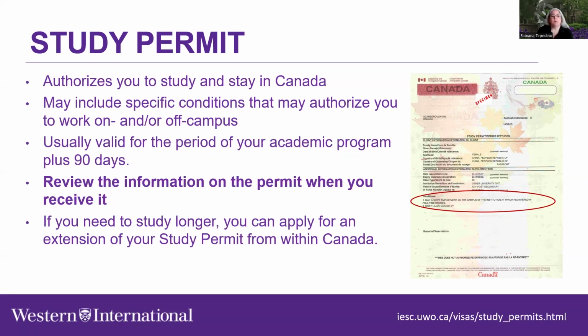The study permit may also include specific conditions as to whether or not you're allowed to work on and/or off campus, and other conditions. So it's important to read those and to be aware of what conditions have been imposed on your study permit. When you receive it, make sure to review it. If you do have any questions, feel free to book an appointment with us and we can go over the conditions with you. If you need to study longer, you can apply for an extension of your study permit from within Canada.